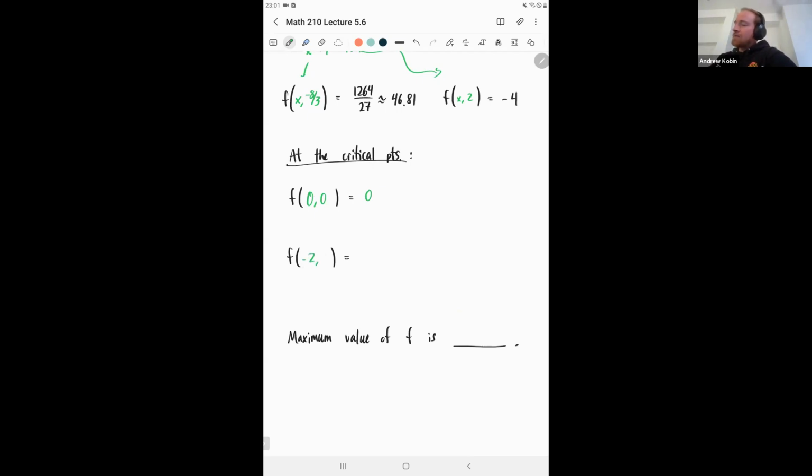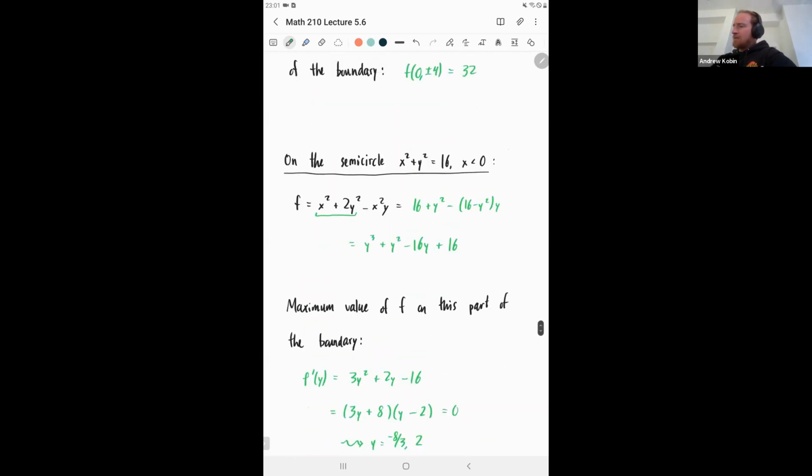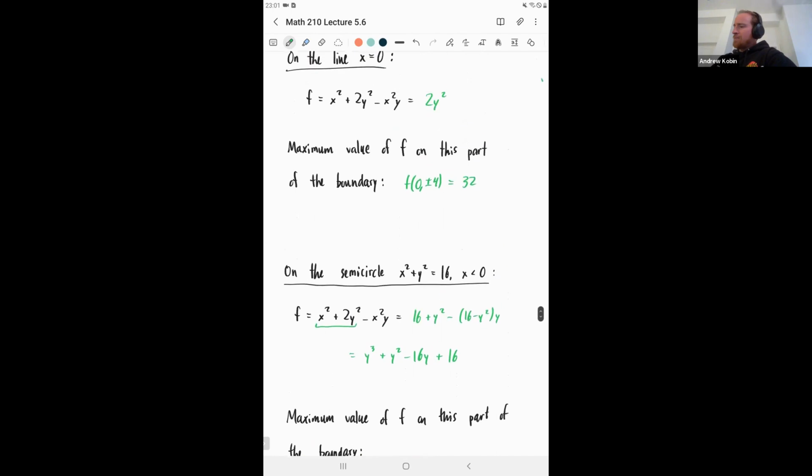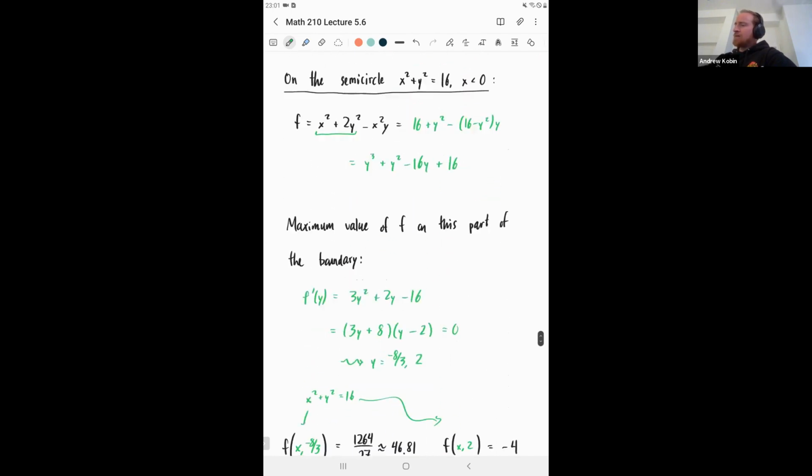On the other hand, -2, 1, if we plug into our function, let's see, I need to go look at what it was again. It's x squared plus 2y squared minus x squared y.